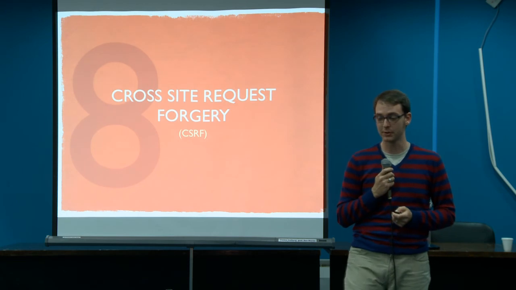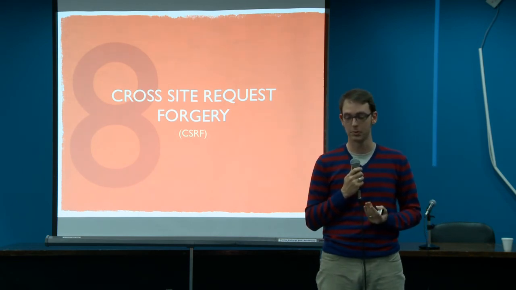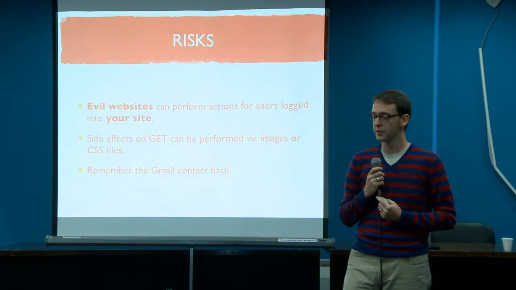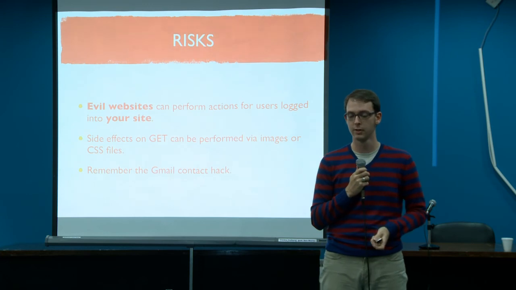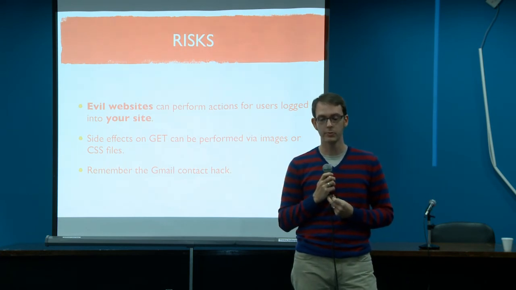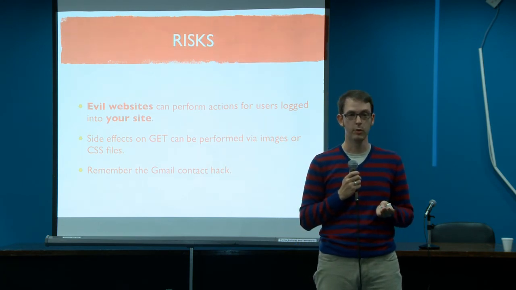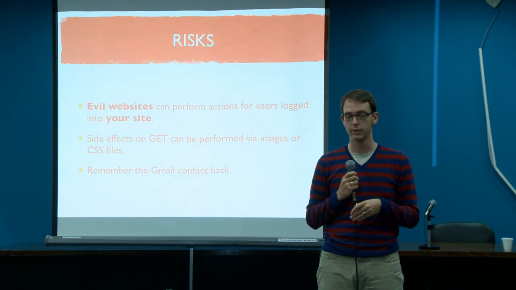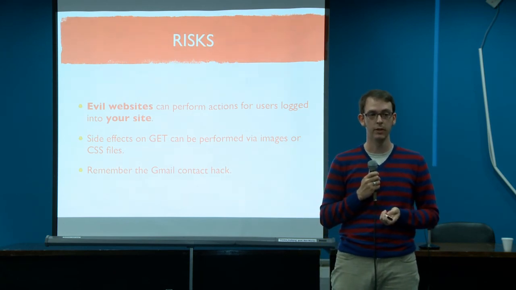The next one is cross-site request forgery. I don't know why this one's moved down to number 8. I think it's a really important one. So the risks with cross-site request forgery, also sometimes the C gets turned into an X for cross. The idea here is that an evil website can perform actions on your website when people are logged into your site, which sounds confusing. Side effects on GET make this even more bad.